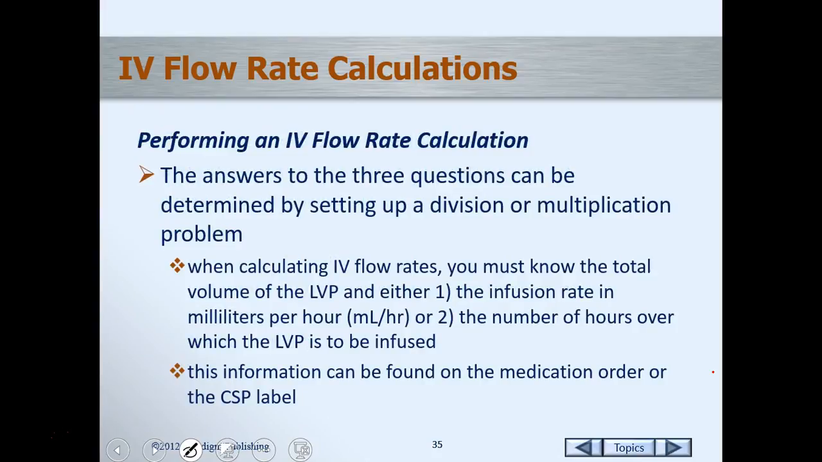So to answer the three questions when calculating IV flow rates, you have to know the total volume and the infusion rate, and the information can be found on the label.